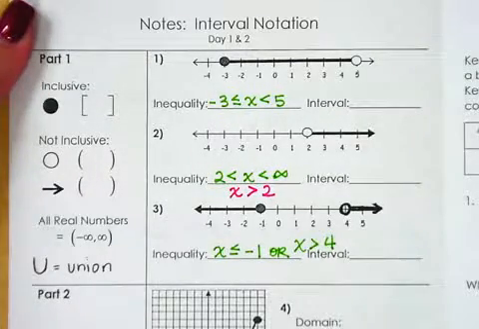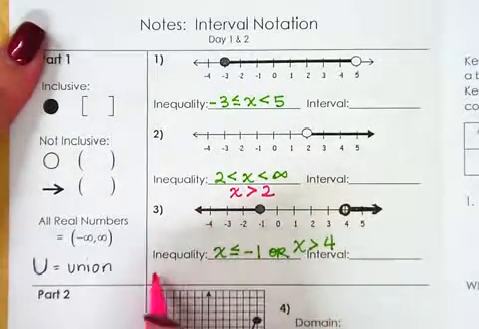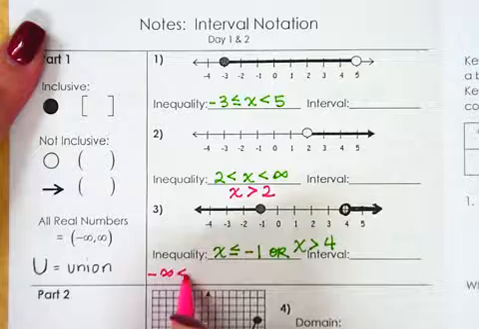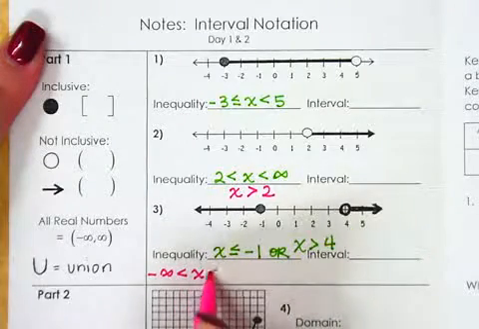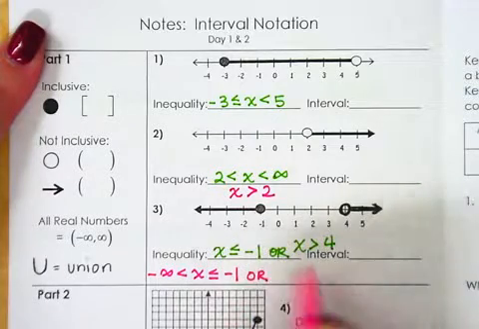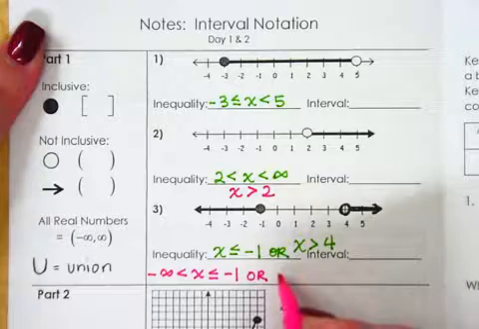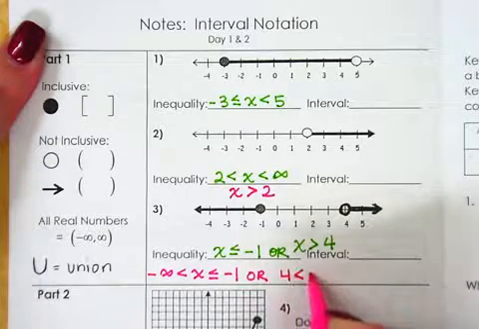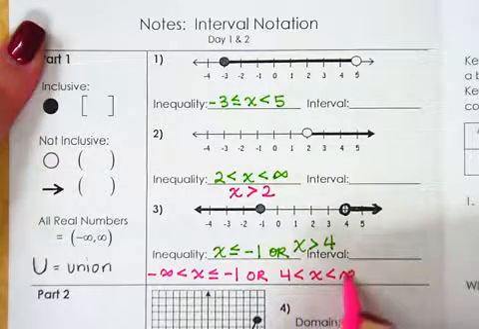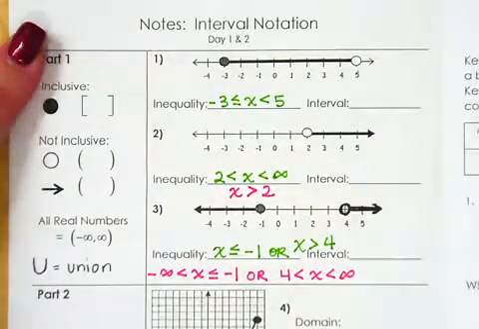Now another way to represent that is to say this graph is going from -infinity, which is less than x, which is less than or equal to -1, or x is starting at +4, which is less than x, which is less than infinity. So that's another way to represent that same thing using inequalities.